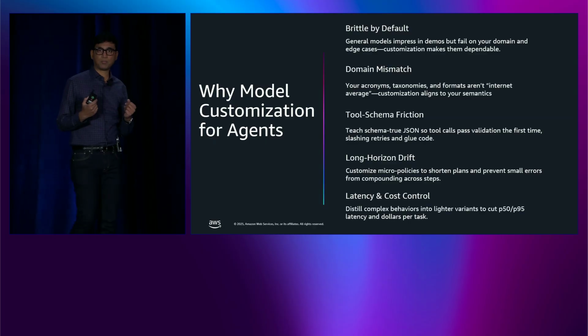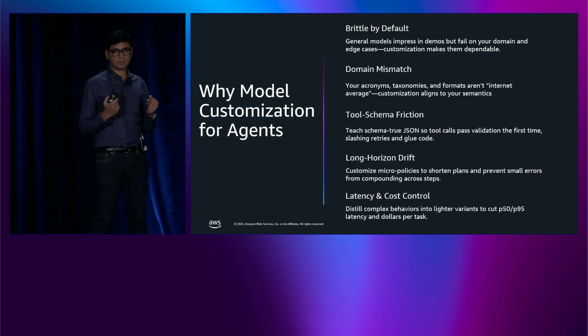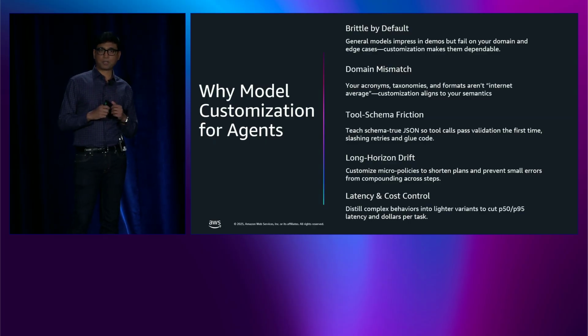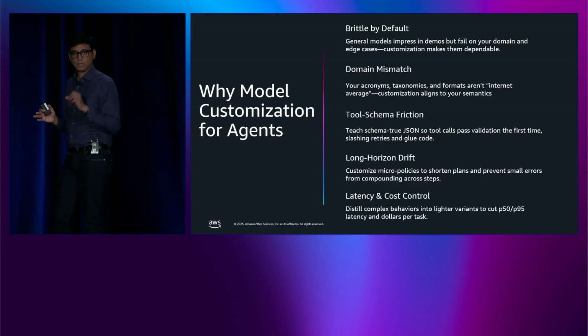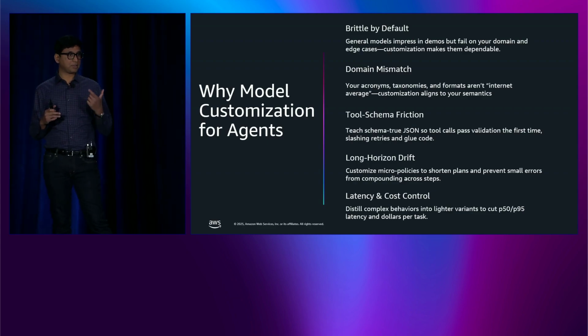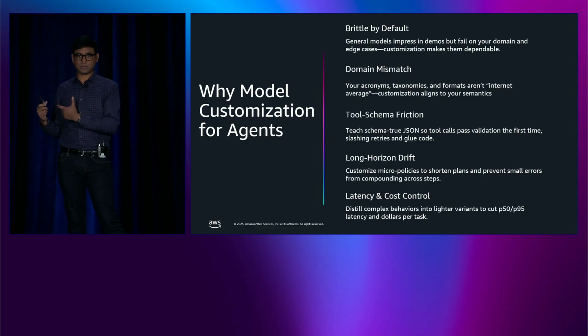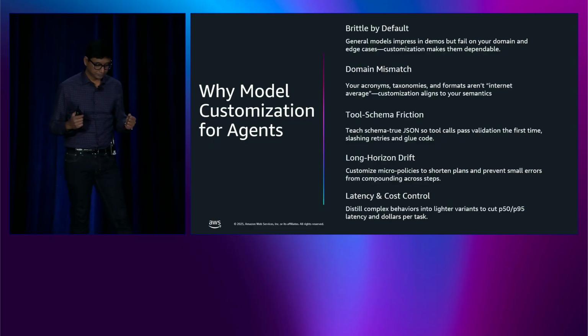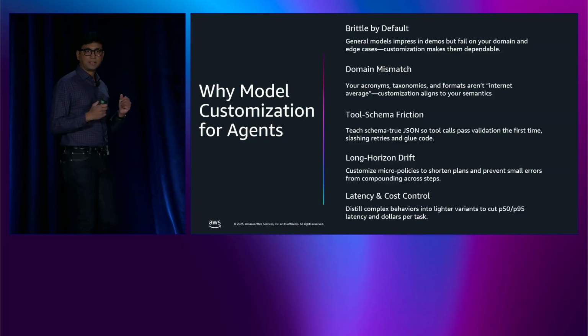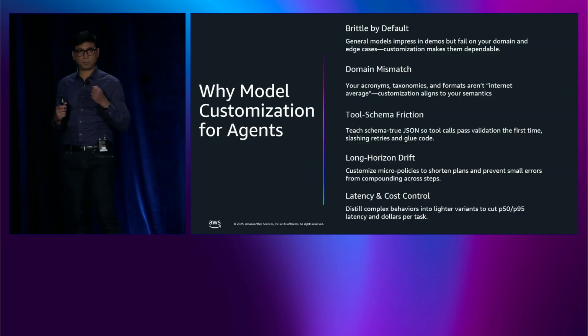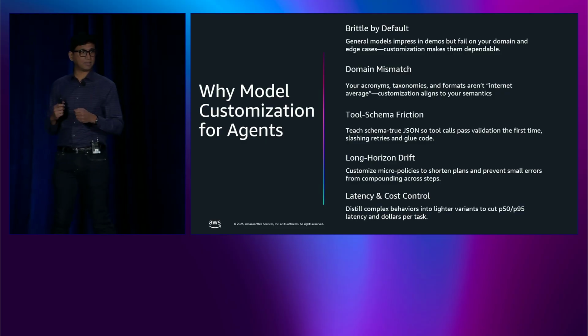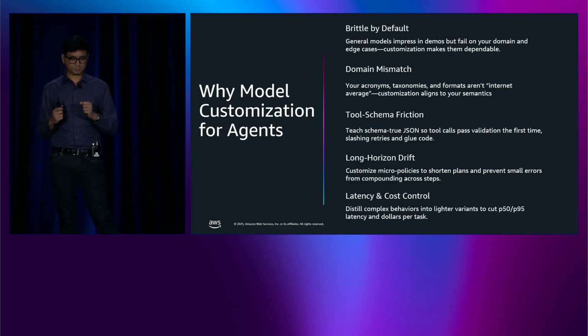Now, related to the problem of compounding mistakes, customization can help compress long-running chains within your agentic workflow. Your model learns micro-policies for each step. You get shorter trajectories, fewer backtracks, and fewer dead ends. Now, customization techniques such as distillation can directly help reduce your P50 and P90 latency and cost per step.